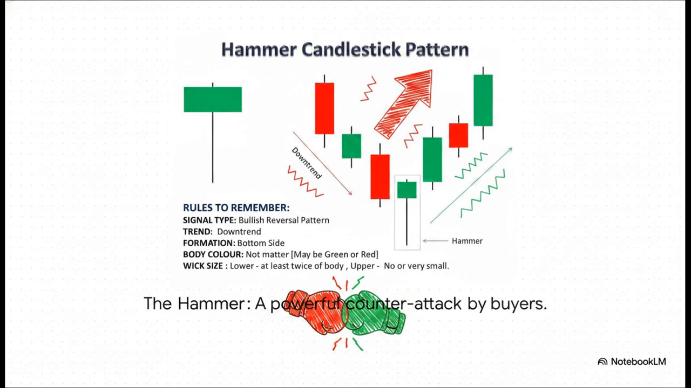This wick tells such a dramatic story. The sellers aggressively pushed the price down, thinking they were in total control, but they completely overextended. The buyers stepped in, absolutely rejected those lower prices, and regained control, pushing the price all the way back up. It's a really powerful counterattack signaling a potential upward reversal.